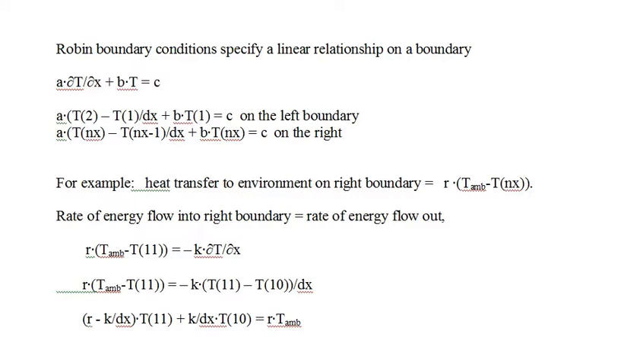So substituting for the partial derivative of T with respect to x at the boundary, we have on the right side of the equation minus K times (T11 minus T10) divided by dx, and we can rewrite this equation to get a computational equation for T11.